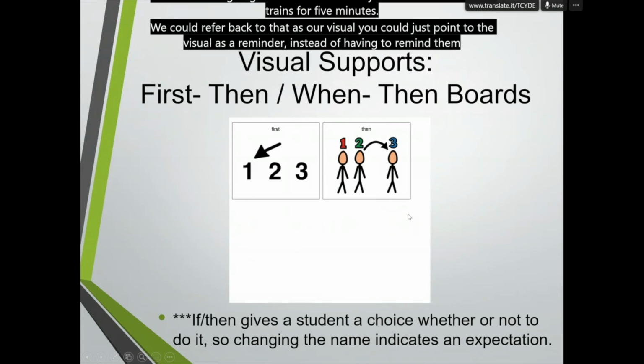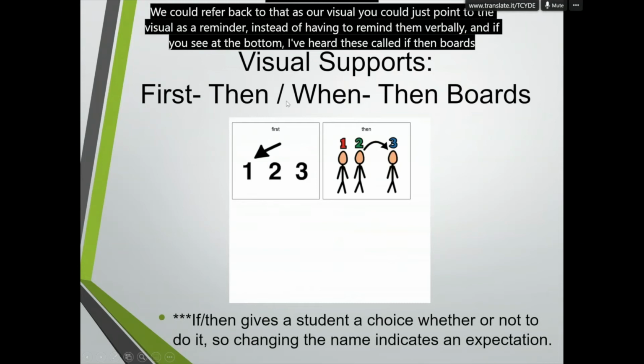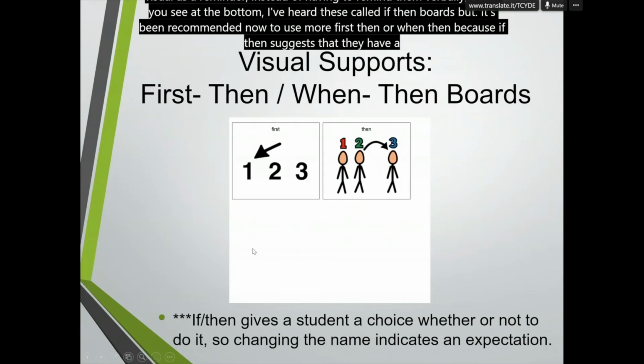And if you see at the bottom, I've heard these called if-then boards, but it's been recommended now to use more like first then or when then, because if-then suggests that they have a choice, that, you know, maybe if you do math, then we could read.